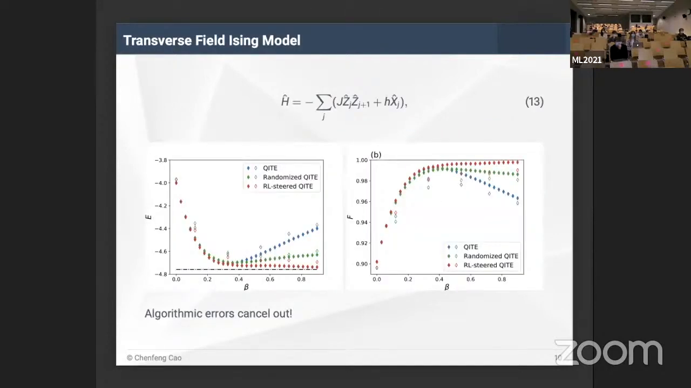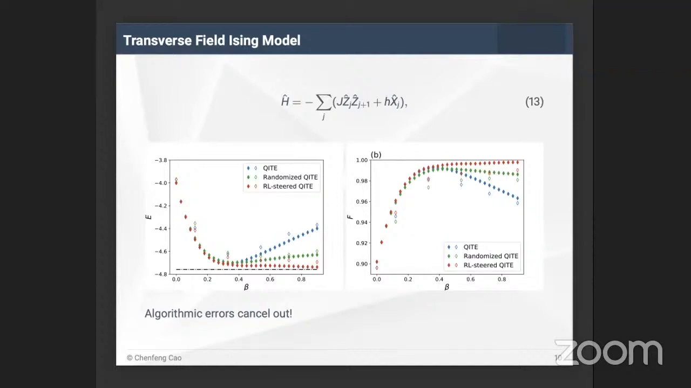Now we show some numerical results. The model we consider here is the one-dimensional transverse field Ising model. We set J equals H equals 1. It's at the critical point. We compare the standard QIT algorithm, the randomized QIT, and our reinforcement learning steered QIT. Randomized QIT means the ordering is randomly shuffled.